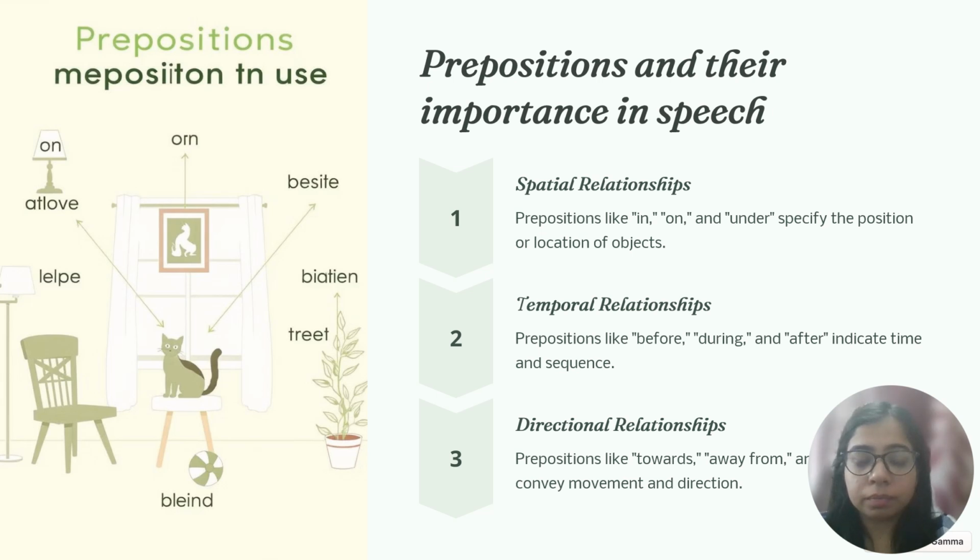During the movie. Okay. Next is directional relationships. So if I say towards or away from, okay, the small girl ran towards her father. So what was the direction of the small girl running? It was towards her father. Okay, so these words, towards, away from, describe the direction. So spatial relationship means where, the location of the object; temporal relationship, the time of the verb, when it is happening; and directional relationship means where it is going. So these are the uses of prepositions.